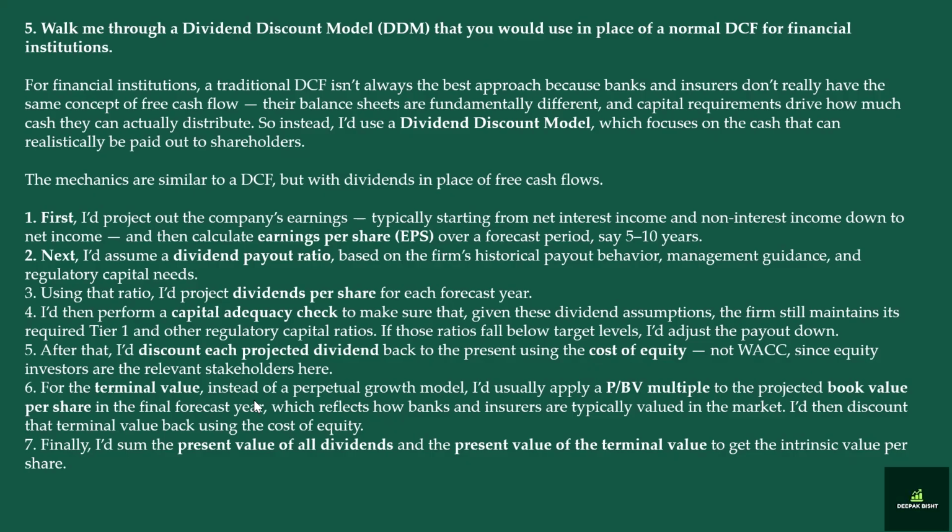And for terminal value, instead of the perpetual growth method, we will apply a price to book value multiple to the projected book value per share in the final forecast year, which reflects how banks and insurers are typically valued in the market. I would then discount that terminal value back using the cost of equity. And finally, I'd add the present value of all dividends and the present value of the terminal value to get the intrinsic value per share. Okay, so I hope this was pretty much self-explanatory.